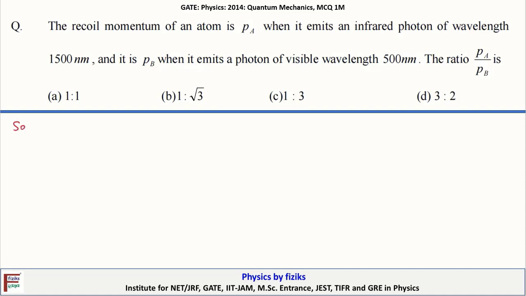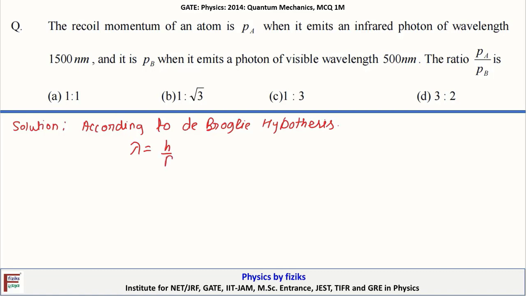Solution. According to de Broglie hypothesis, lambda is equal to h by p, which implies p is equal to h by lambda.